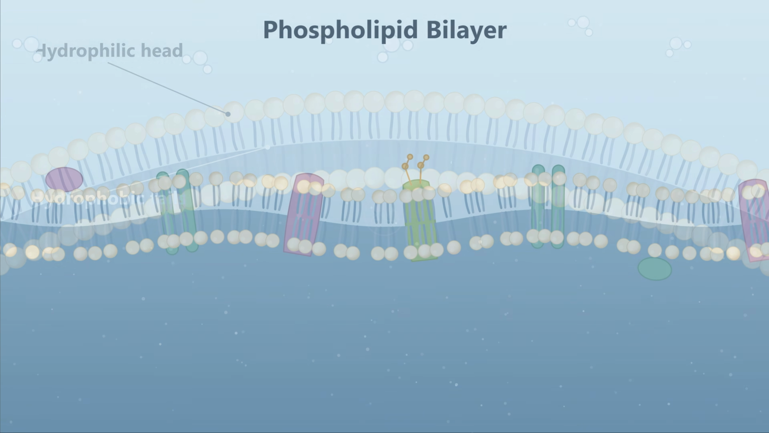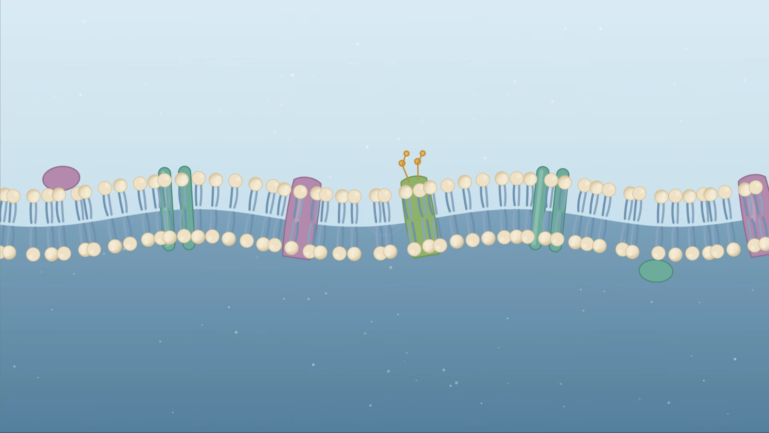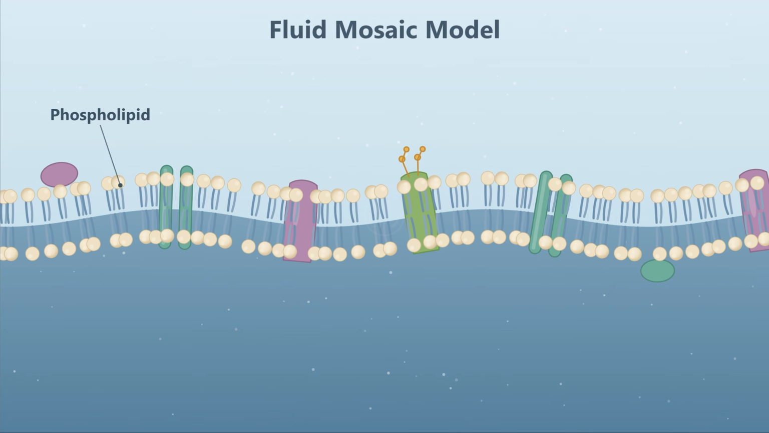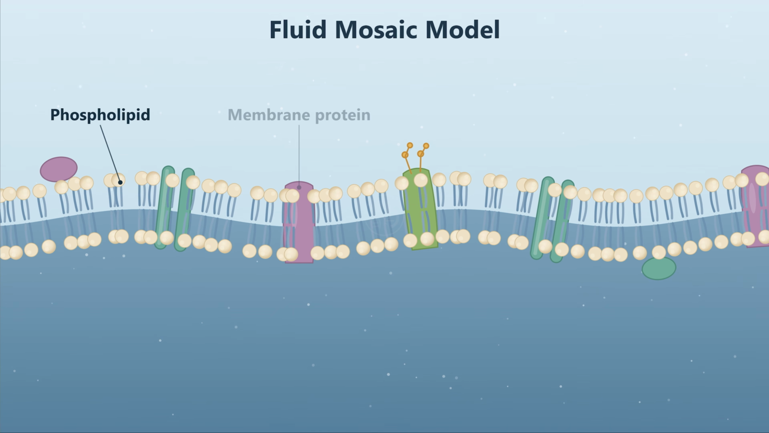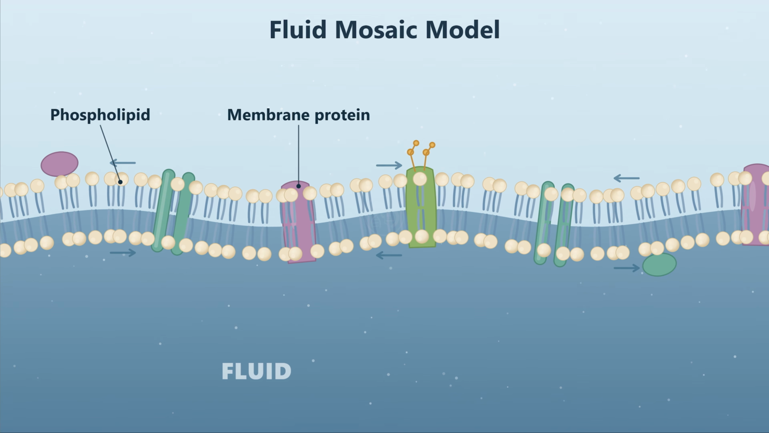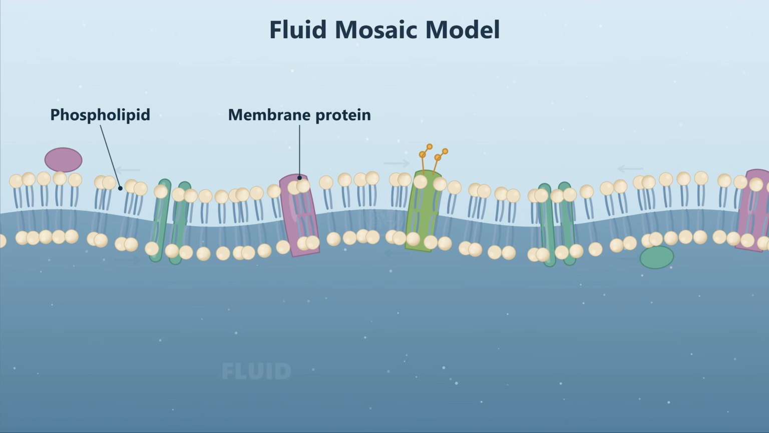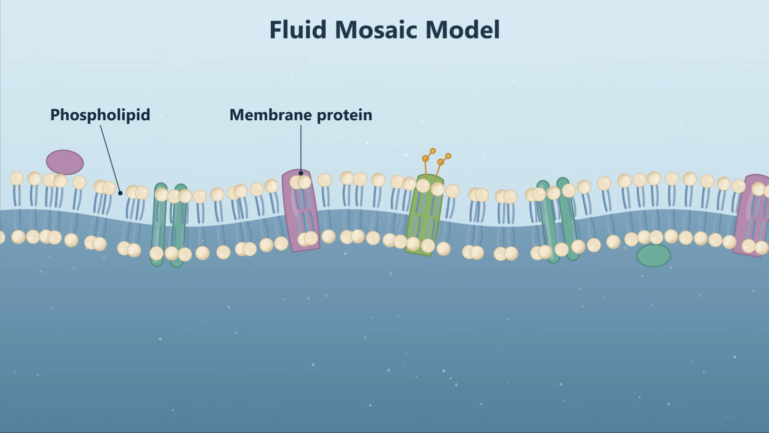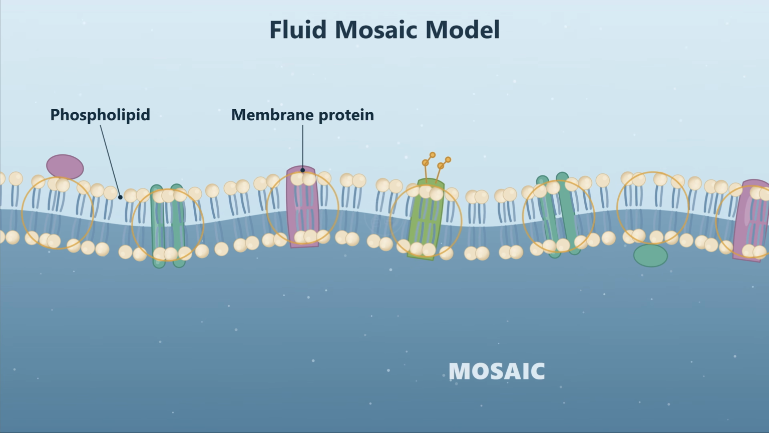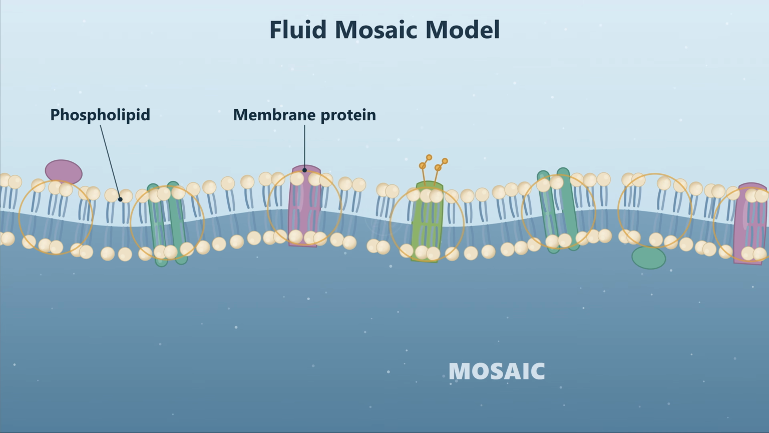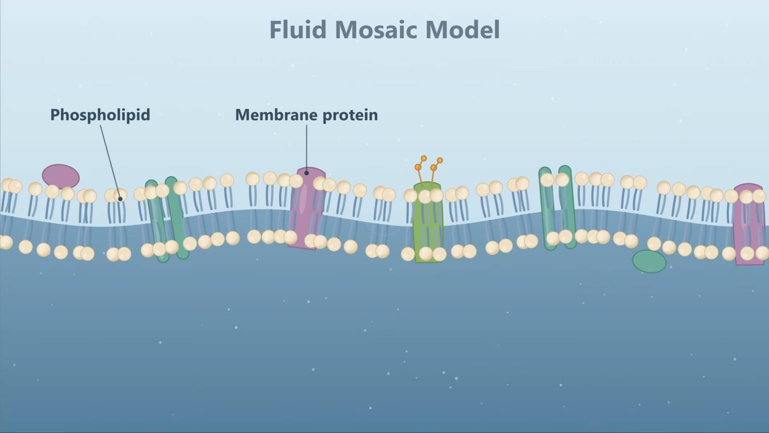This organization is described by the Fluid Mosaic Model. The membrane is fluid because the phospholipids and many membrane proteins can move sideways. It is mosaic because different lipids, proteins, and carbohydrates are arranged together within the membrane.